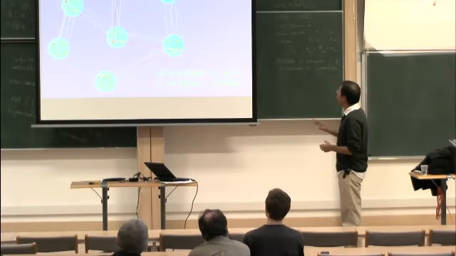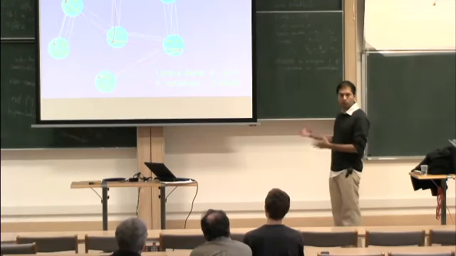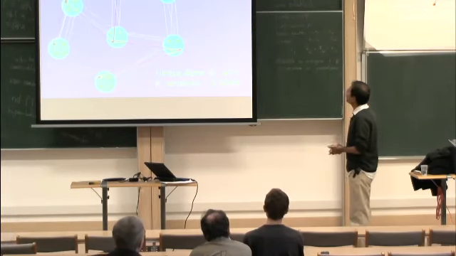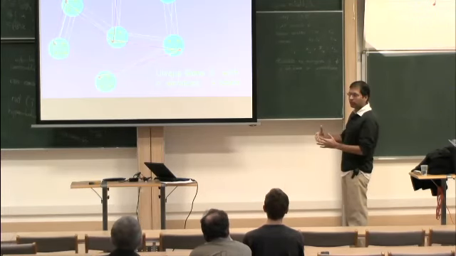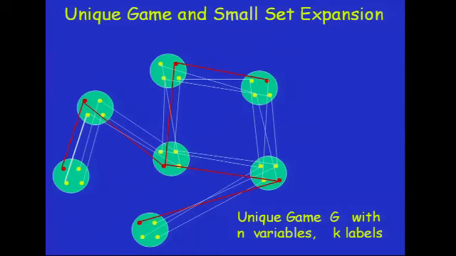Okay, so this is a slide which is going to lead to the first open problem of this talk. It turns out that this unigames problem is very closely related to finding small sets in graphs which do not expand. Okay, so let's see why. So here is a unigame. It has n variables and k labels.